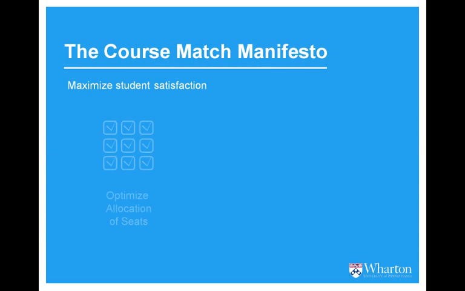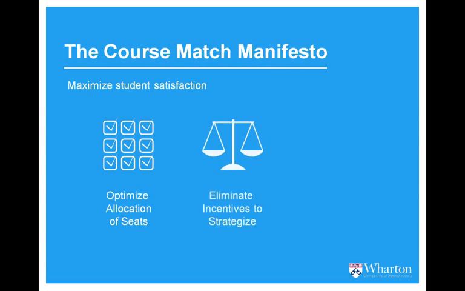How does it do it? First, CourseMatch optimizes the allocation of seats to students. Next, CourseMatch eliminates the need to think strategically and the worry that others will gain an advantage through strategic play. And finally, CourseMatch is time efficient, streamlining course selection into a single round.